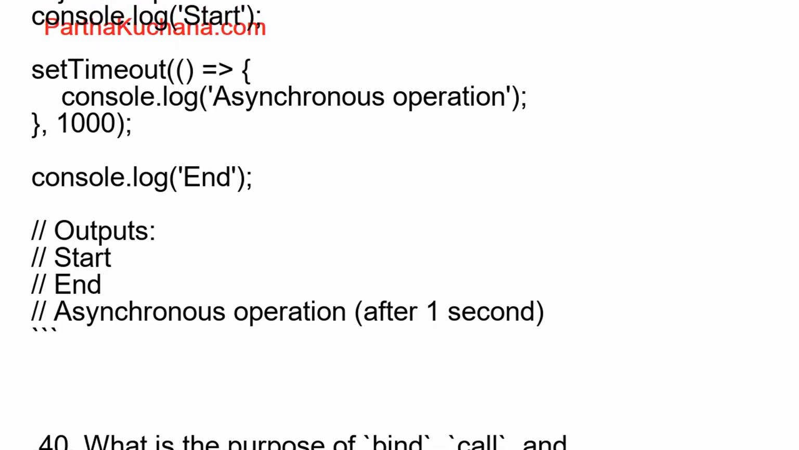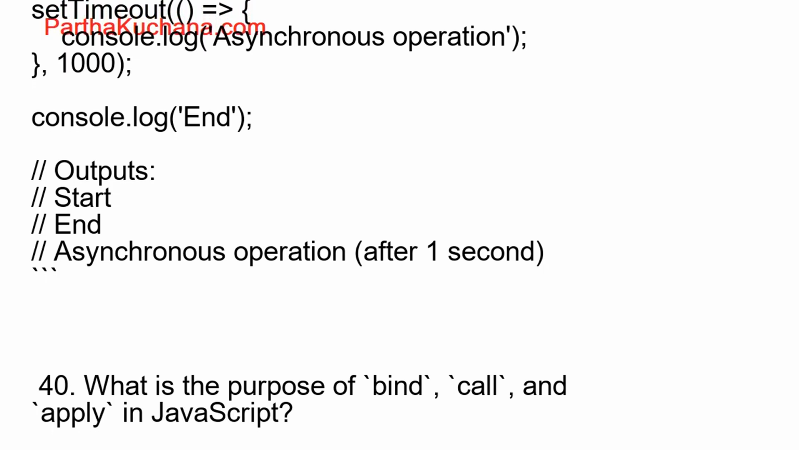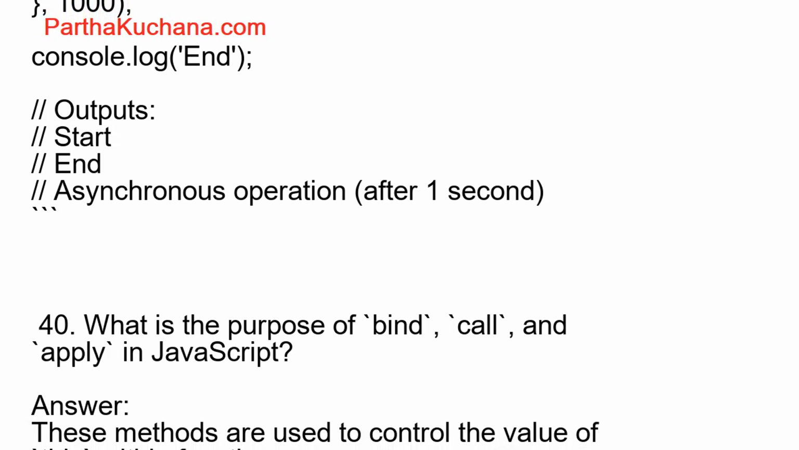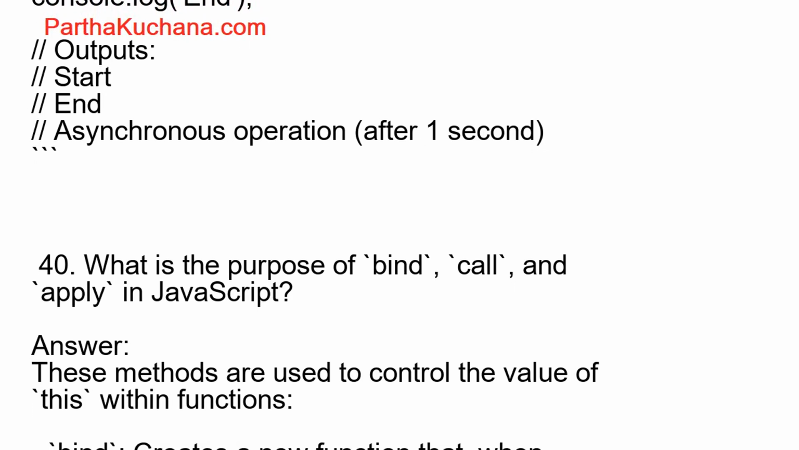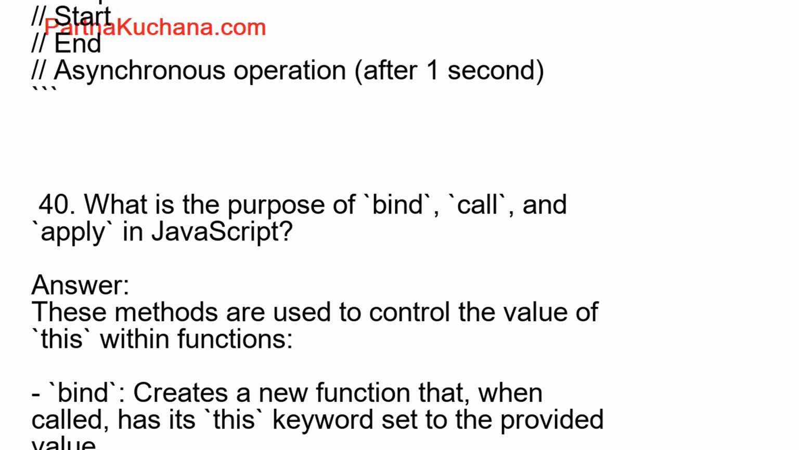42. How can you create a private variable in JavaScript? Answer: Private variables can be created using closures. By defining a variable within a function scope and returning an inner function that accesses that variable, you can create a private variable that cannot be accessed directly from outside the function.